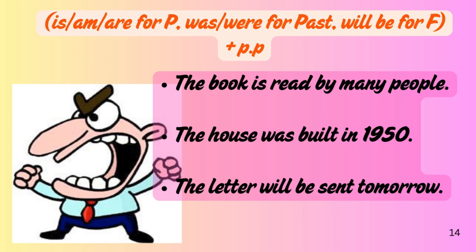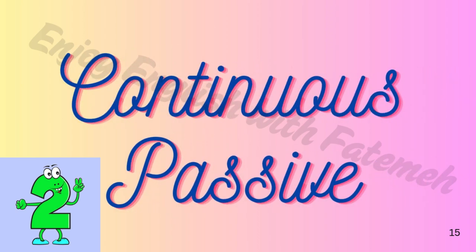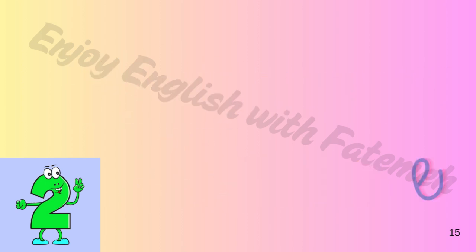The house was built in 1950. The letter will be sent tomorrow. There are some good examples. Let's talk about continuous passive. This type of passive voice is used to emphasize an ongoing action. It shows that an action was or is in progress at a specific time.